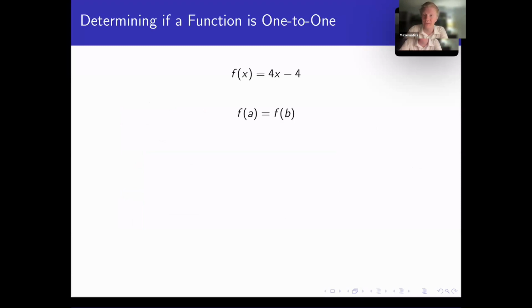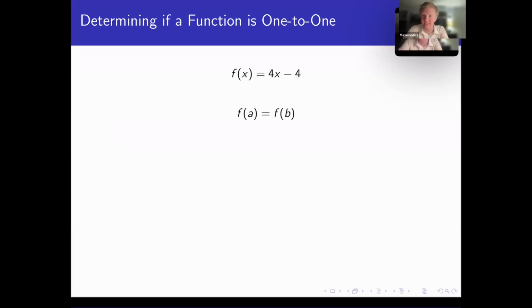What we want to do is start with f of a equals f of b and get it down to a equals b. In other words, we want to solve for a. If we get a equals b, then your function is one-to-one. Otherwise, if you get anything else besides a equals b, it is not one-to-one.